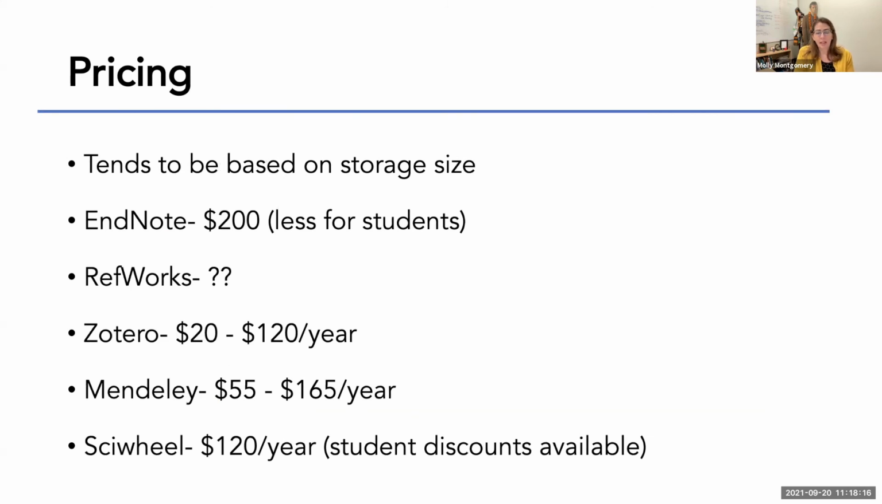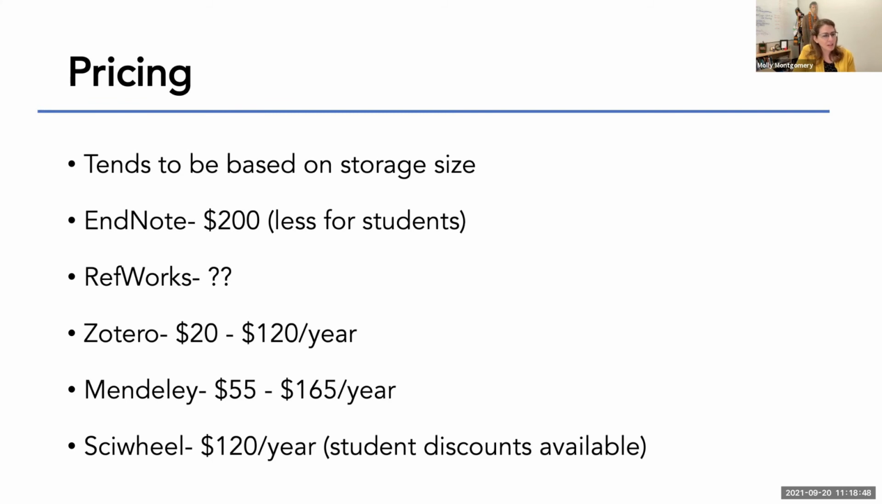Okay, so pricing. Pricing tends to vary. Most cases, it's based on storage size, with the exception of EndNote. EndNote is just this standalone software, and that can be about $200 up front, and then you're going to pay for upgrades as well. I don't think it's every year, but it's at least every couple of years. Generally, there's an academic or a student discount as well for that. RefWorks gets used by a lot of libraries, but I looked all over their website and could not find how much it would be for an individual to subscribe to.